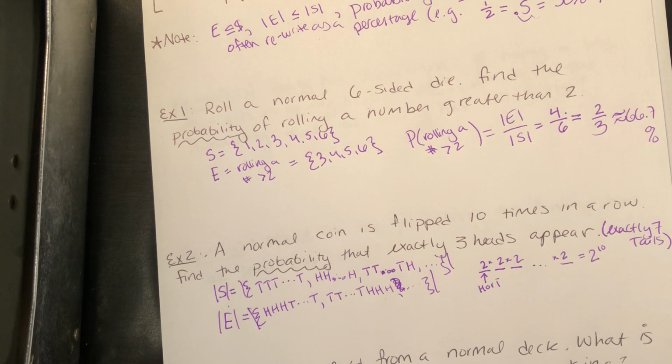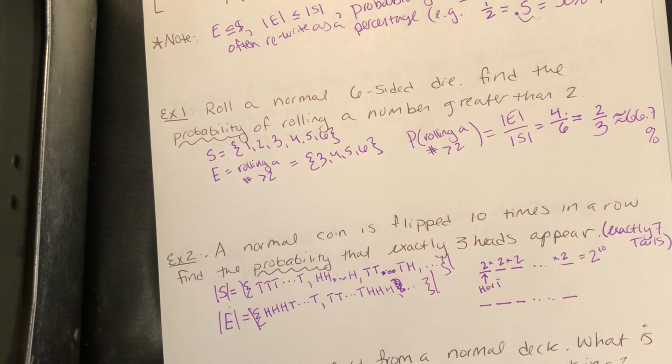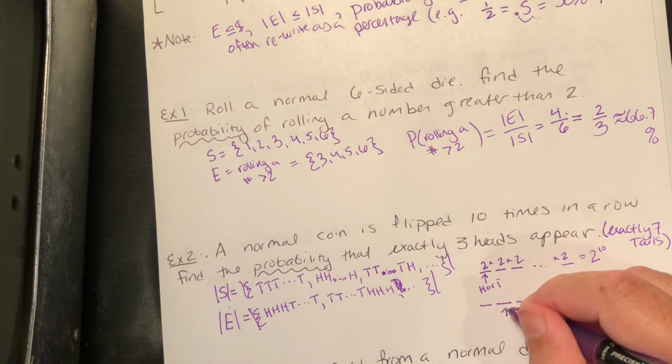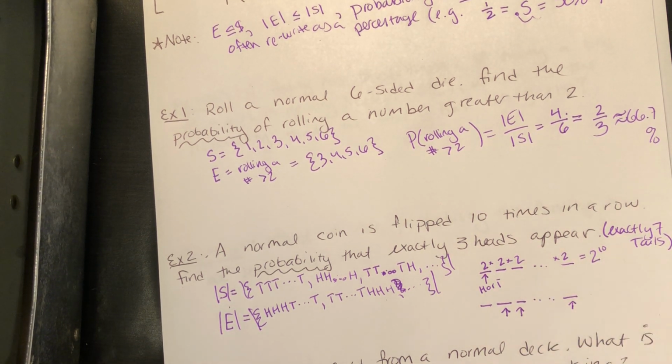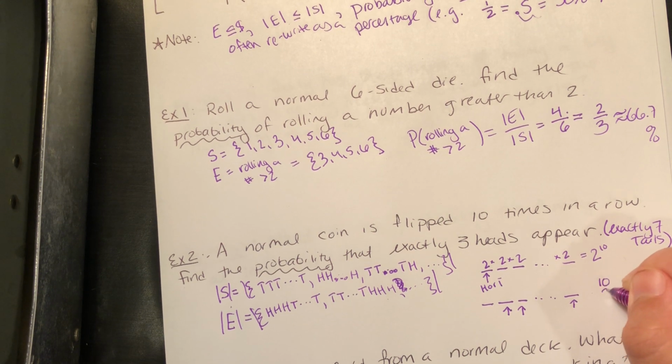Right? So we're trying to figure out how many sequences of 10 coin flips result in exactly 3 heads and exactly 7 tails. Well, there's 10 spots here, and we want exactly 3 of them to have a heads. Once you've chosen 3 of those spots to be heads, the rest would have to be tails. So we simply need to count how many of these outcomes have exactly 3 heads. Well, how many ways can you choose 3 spots out of 10 to have a heads in it? That's just going to be 10 choose 3.